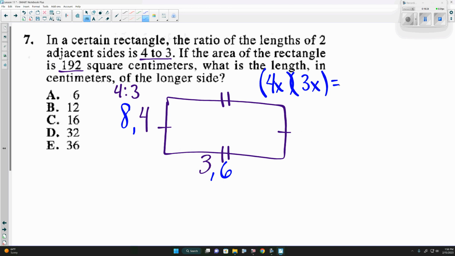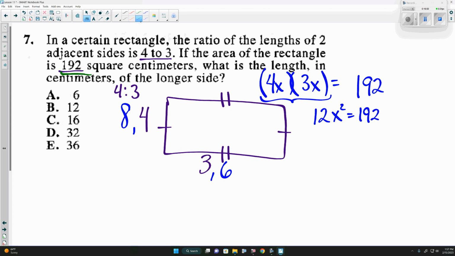The area, which is? Because all we're doing is multiplying length by width, base times height. It doesn't matter if we're comparing a rectangle by itself or 2. What 4 times 3 is? X times x is x squared.